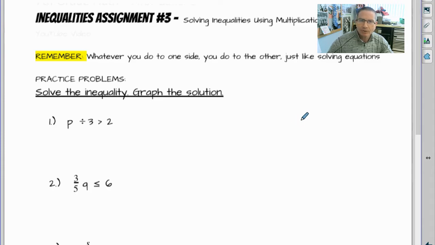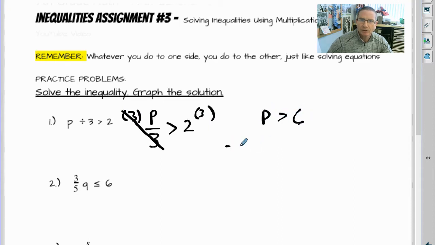Next page, assignment number 3. Again, they're doing some division problems here where they're writing it sideways. I like to see it like this. So you remember from the other day, we can multiply both sides by 3. And that will give us the P on this side. So it'll be P is greater than 6.